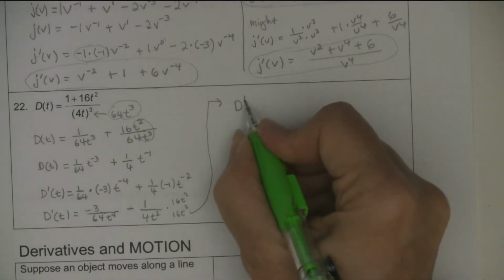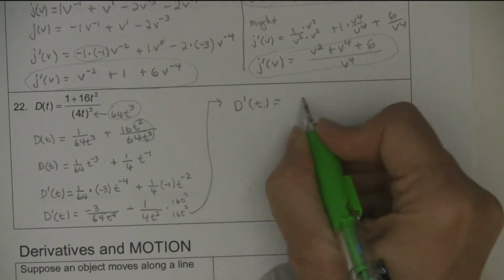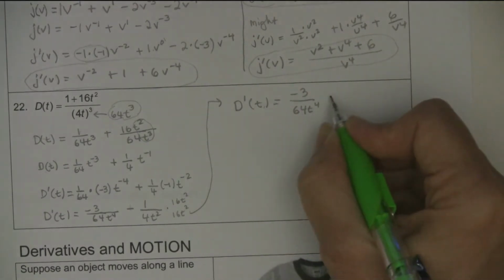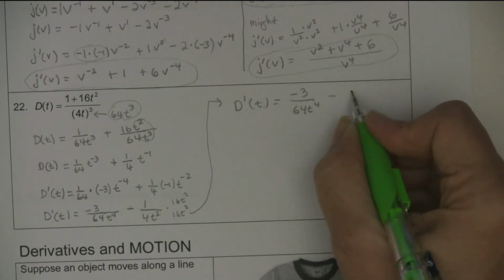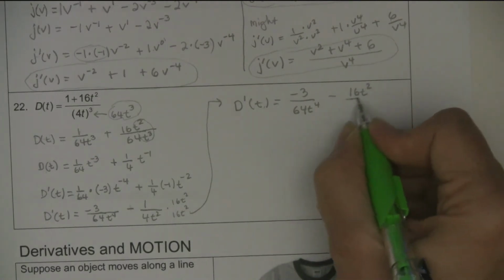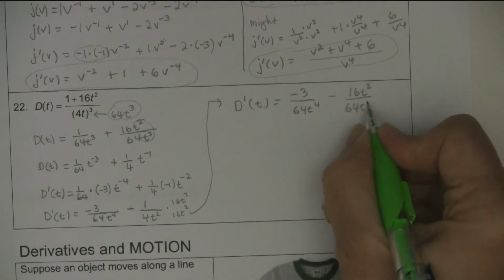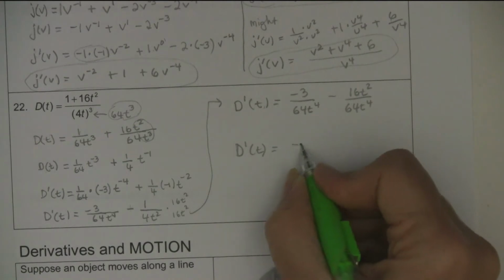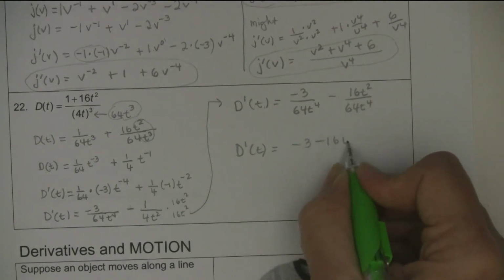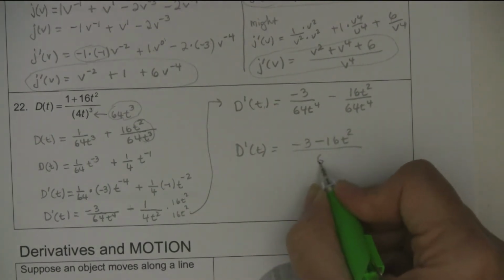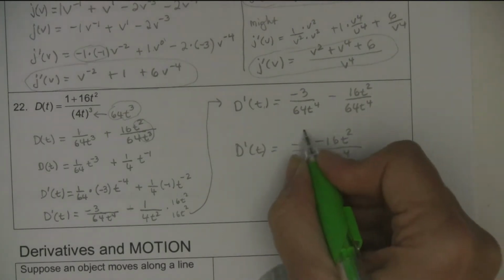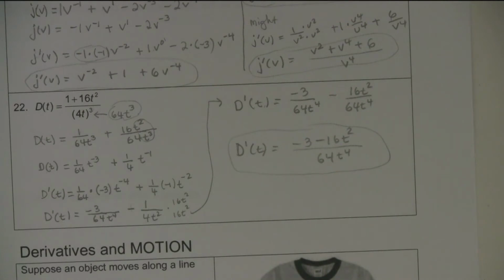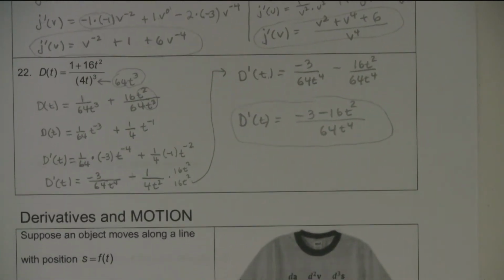So d prime at t equals negative 3 over 64 t to the 4th minus 1 times 16 t to the 2nd, and then 64 t to the 4th. So I'm going to have d prime at t equals negative 3 minus 16 t to the 2nd over 64 t to the 4th. And that's likely the answer that they have in the back of the book. So we did a lovely job on that.